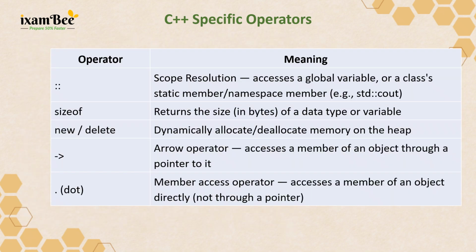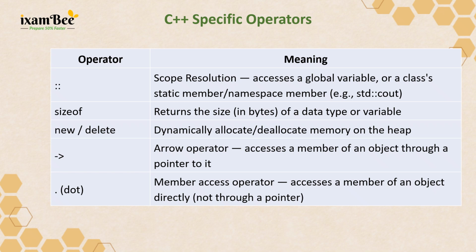There are certain C++ specific operators. For example, the scope resolution operator accesses a global variable or a class's static member or namespace member. The sizeof operator returns the size in bytes of a data type or variable. The new or delete operator dynamically allocates or deallocates memory on a heap.